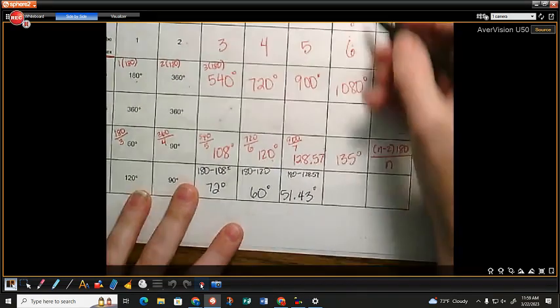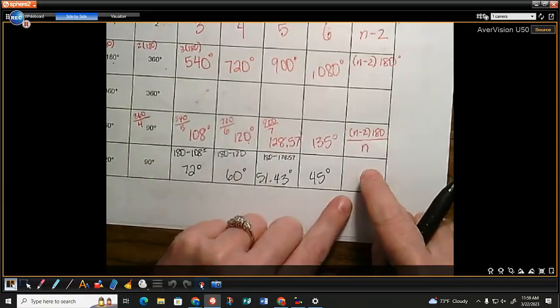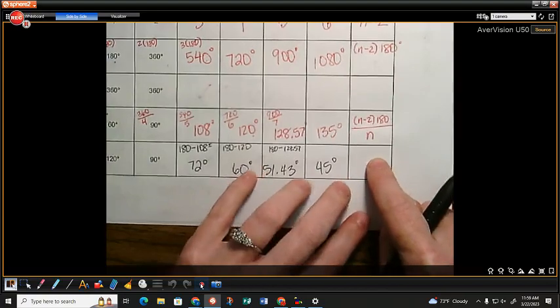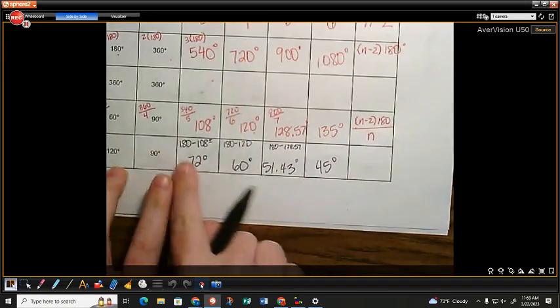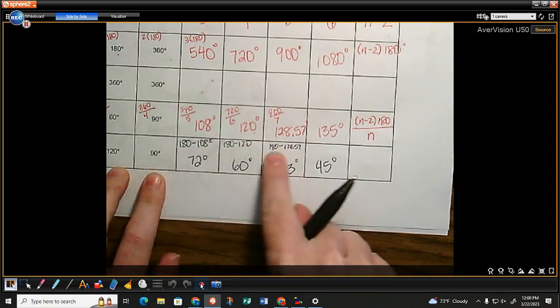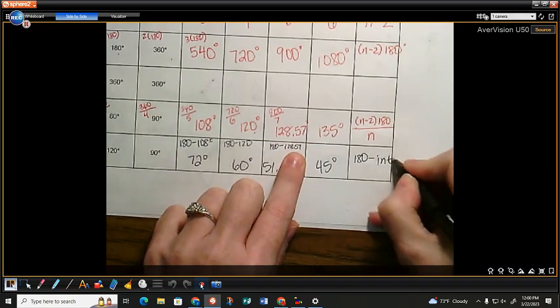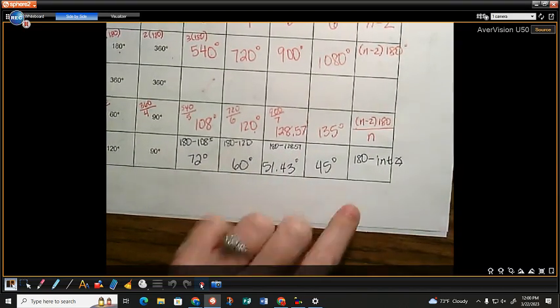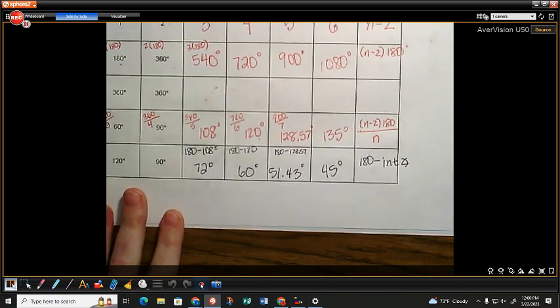Okay, what about for an octagon? How big are its exterior angles? 45 degrees. So how do I find how big each exterior angle is if I don't know how many sides there are? Well, how did I do these? I did 180 minus the interior angle, which was this big disgusting formula, right? Ooh, that sucks. If only there was an easier way. Oh, wait a minute. We're going to find one.